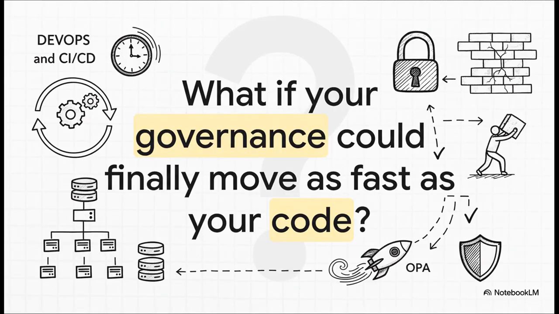You know, for years, development teams have been speeding up with DevOps and CI/CD, while security and governance teams have just struggled to keep pace. OPA really offers a way to bridge that gap. So the question it leaves us with is this: what if your governance could finally move as fast as your code?